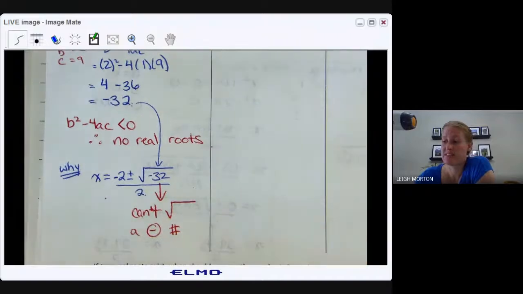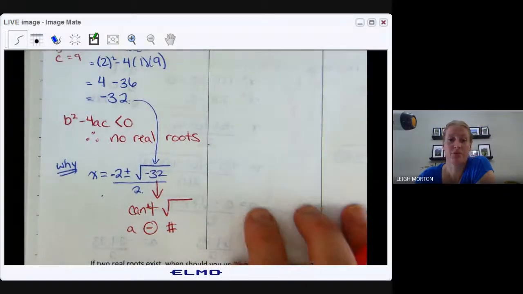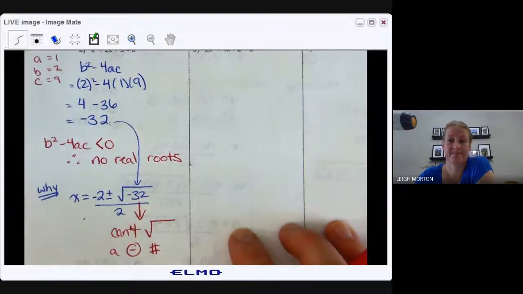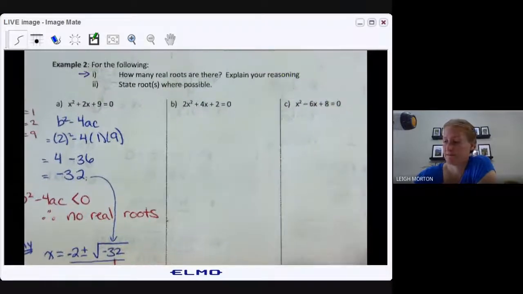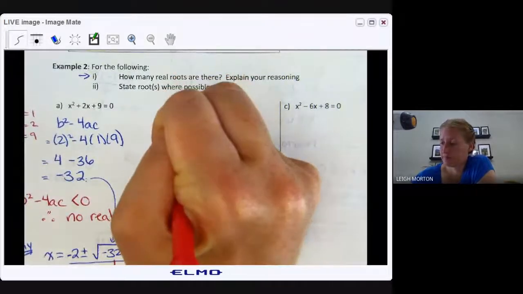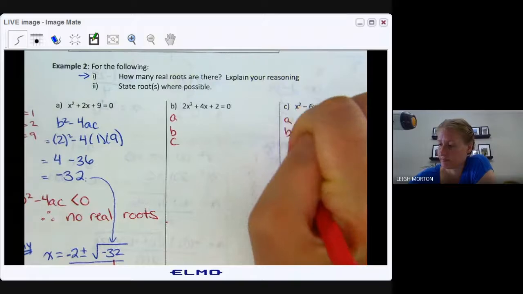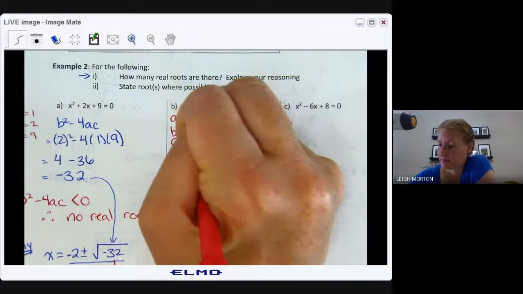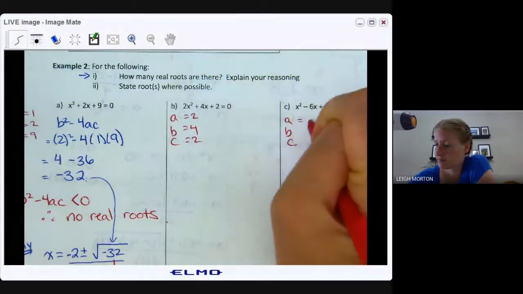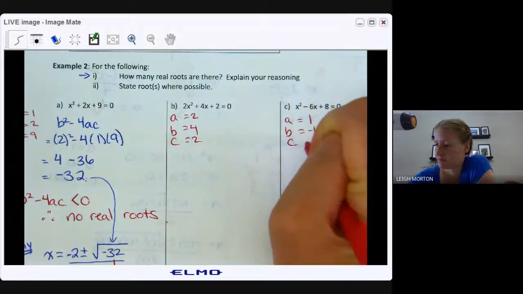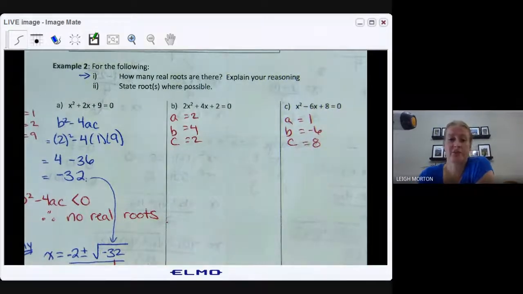Go ahead for B and C and determine how many roots there are, please. I don't want you to find the roots right now. I just want you to determine how many there are going to be.